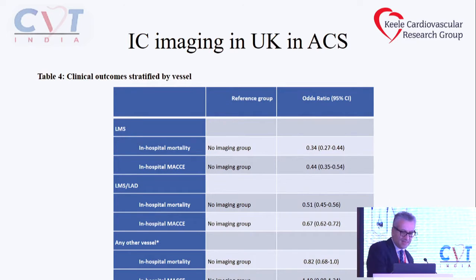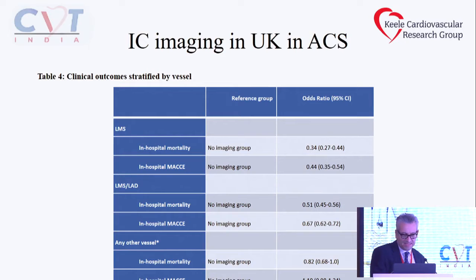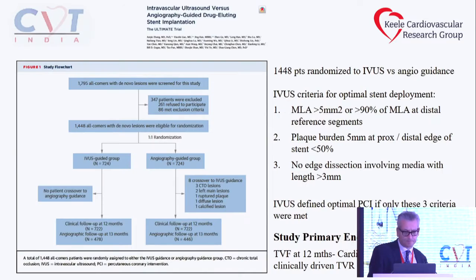Now, the interesting thing about this data, this is the first time this has been shown in the literature, in the ACS, the biggest benefit is in left main and LAD lesions. So if, like in India and other parts of the country, even in the UK, where you don't get funding for intracoronary imaging, if you're going to use it for any cases, use it for LAD, use it for left main. That's where your big prognostic impact in ACS occurs. So this is the first time this has been shown in the literature. We're trying to publish it in JACC Interventions.